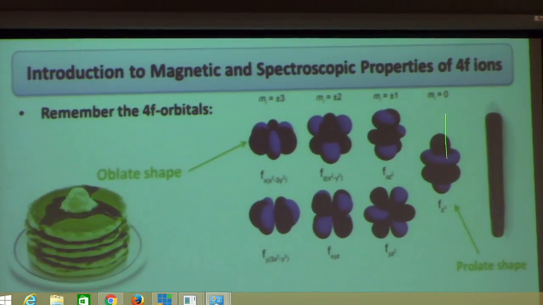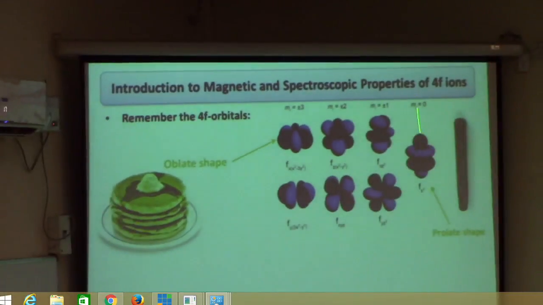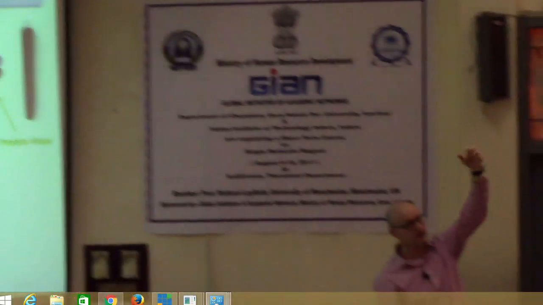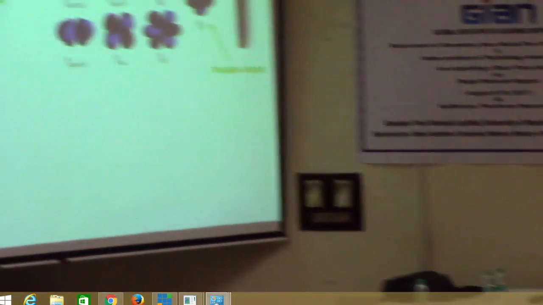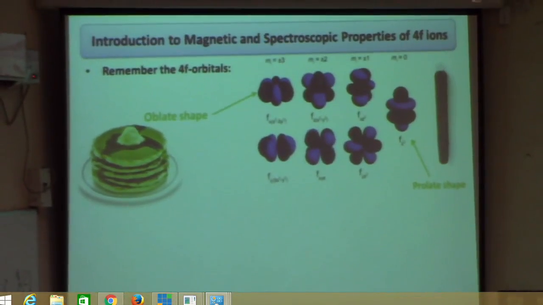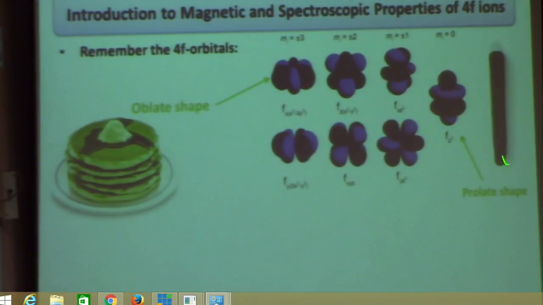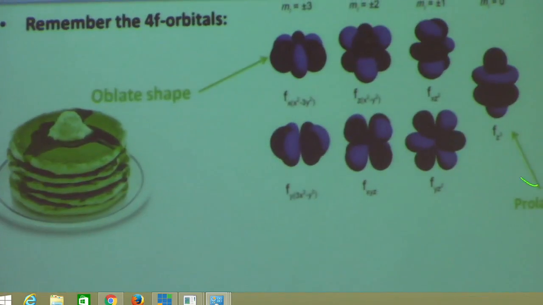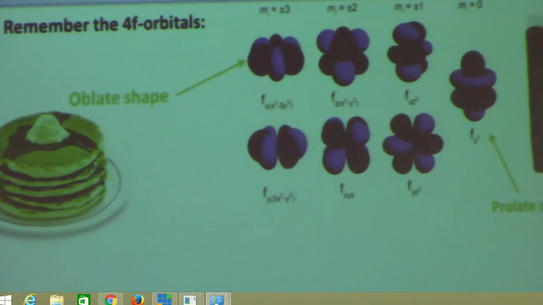Then you have an orbital such as this one here, the fz³ orbital, and I think you can see very clearly that this orbital is being stretched in this direction, along the z-axis in this particular case, and that is said to be shaped in a prolate fashion, a little bit like a cigar standing on its end. So that's a classical description there. I will use these terms interchangeably.